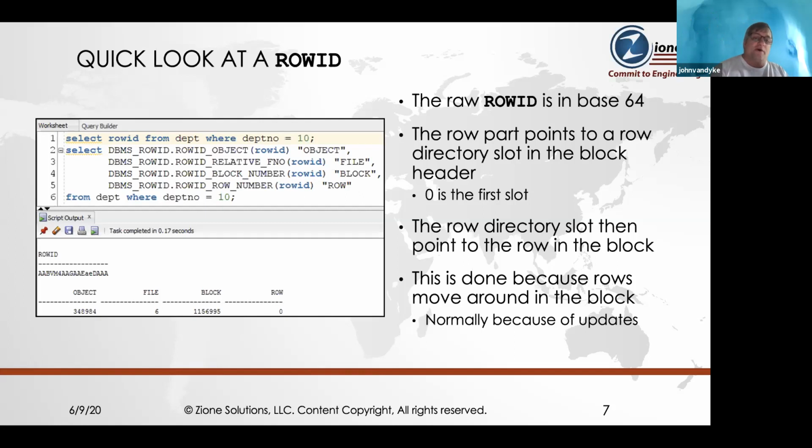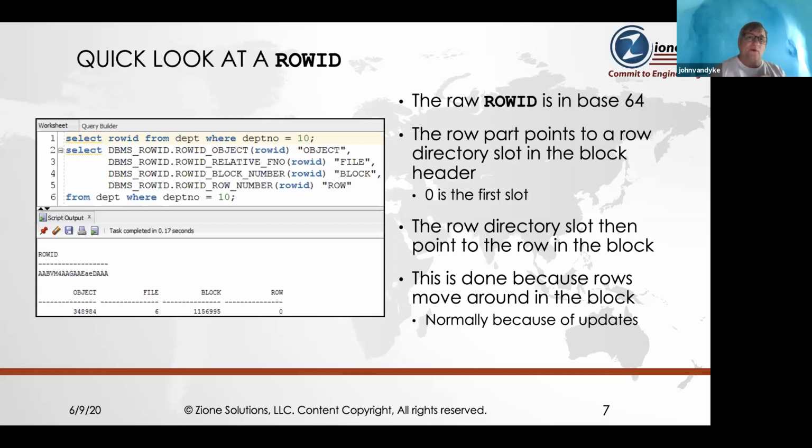So the first row in the block is going to be row 0, okay? And that means I'm going to the 0 entry in the row directory, look at that, and then that will actually point me to where the row actually begins inside the block. And the reason that this is so important is that row IDs never ever change, right? Once a row ID is assigned to a row, it's done. You don't get a new row ID ever unless you delete and reinsert the row. But the row itself is actually going to move around.